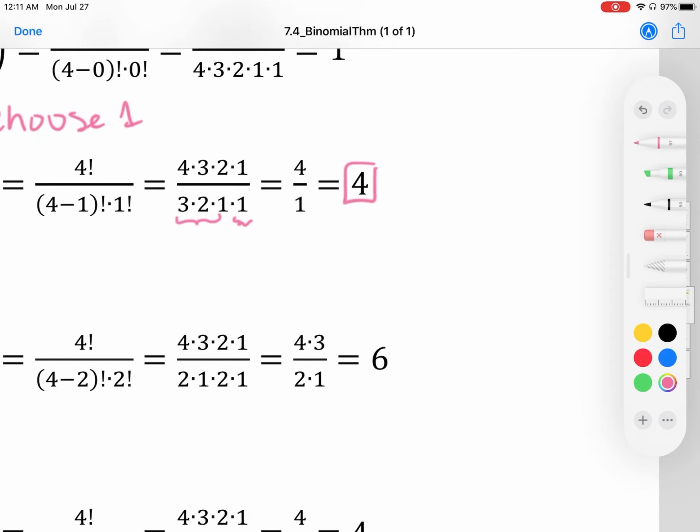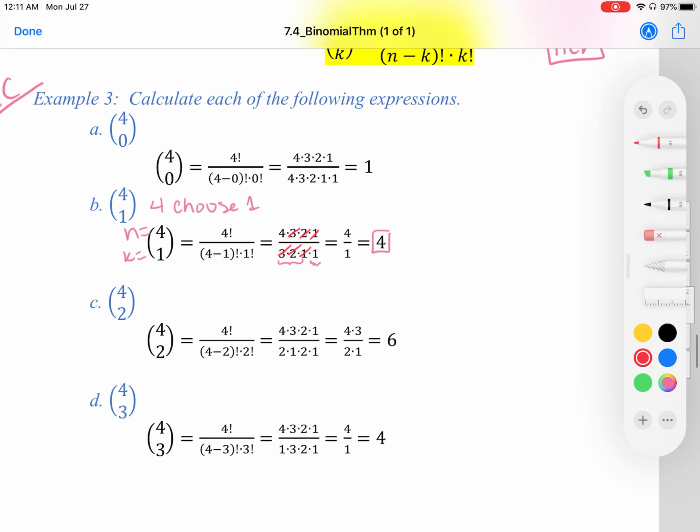Also, things will cancel out if you want to think of it that way. 3 divided by 3 is 1. 2 divided by 2 is 1. 1 divided by 1 is 1. So we're left with 4 over 1, which is 4.